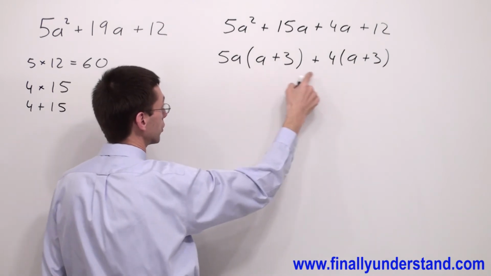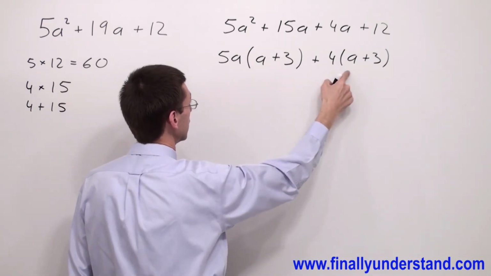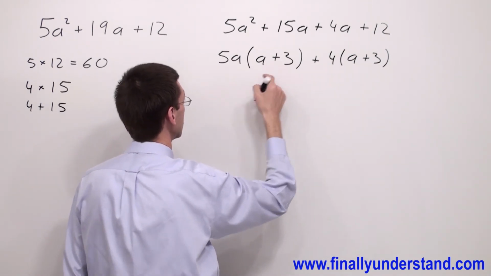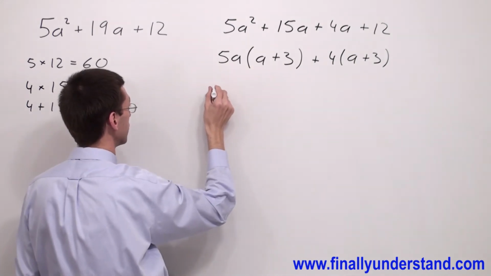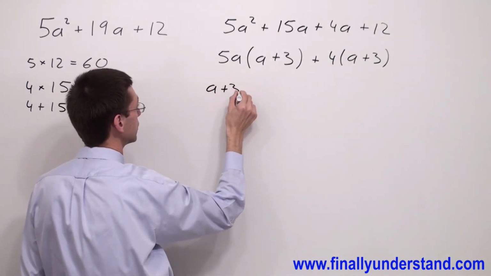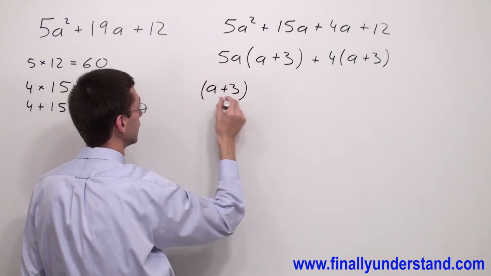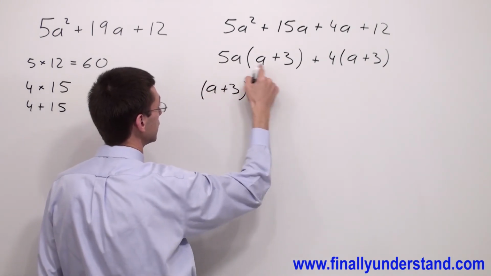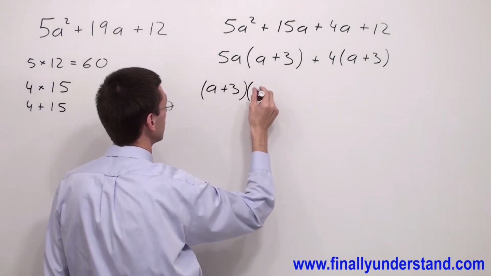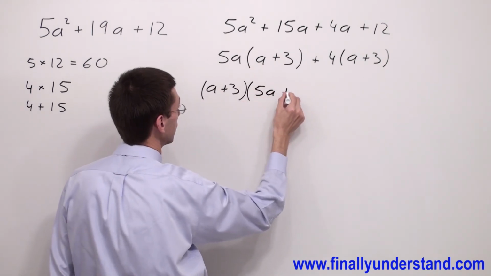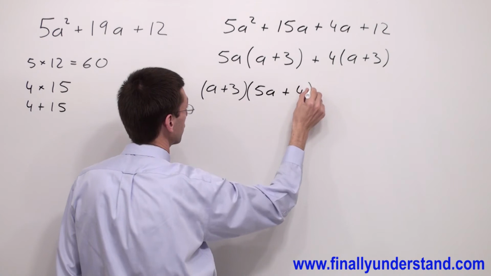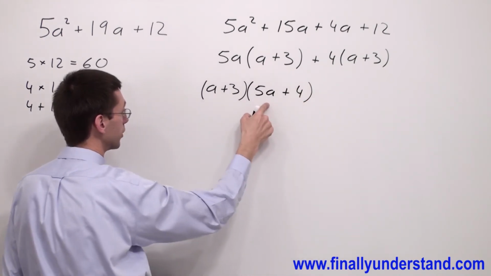The common factor for these two terms is a plus 3. That's why I'm going to factorize it: a plus 3. Whatever is left, I have to write inside of the second pair of parentheses. So 5a plus 4. This is the solution to my problem.